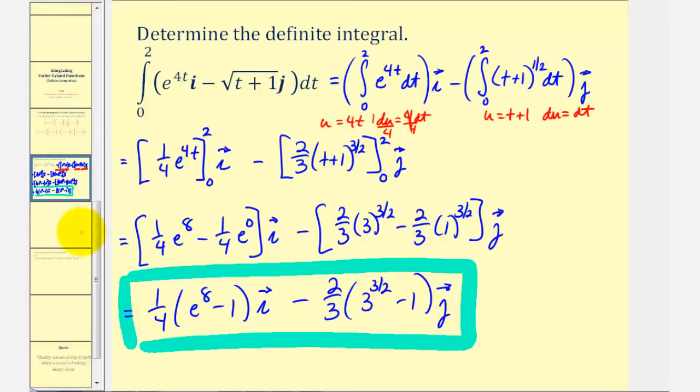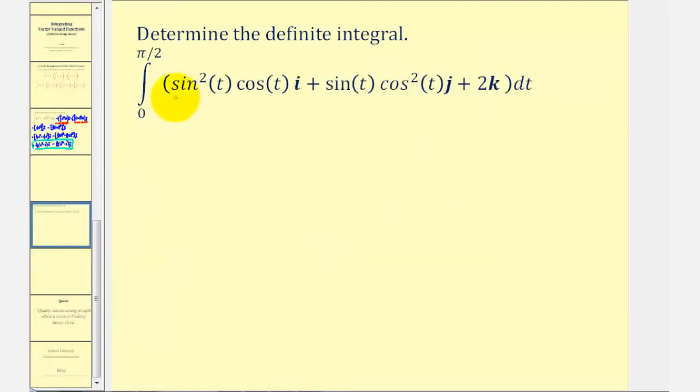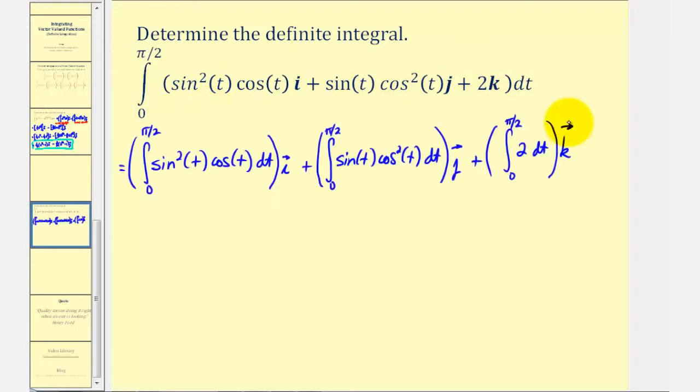Now let's take a look at a second example. Notice how the vector valued function has an x, y, and z component, so now we'll have three definite integrals. Now when we integrate, notice how here we have to perform u substitution, where we'll let u equal sine t. Therefore, differential u is equal to cosine t dt, which is a perfect fit.